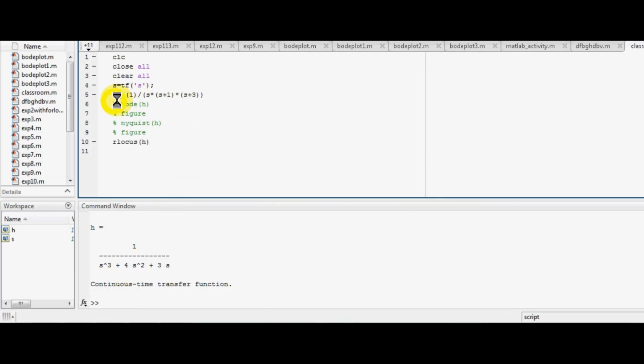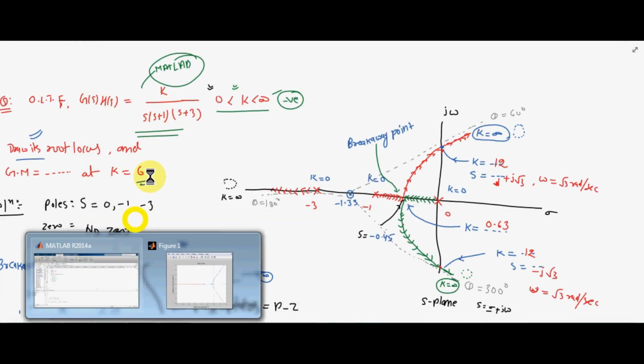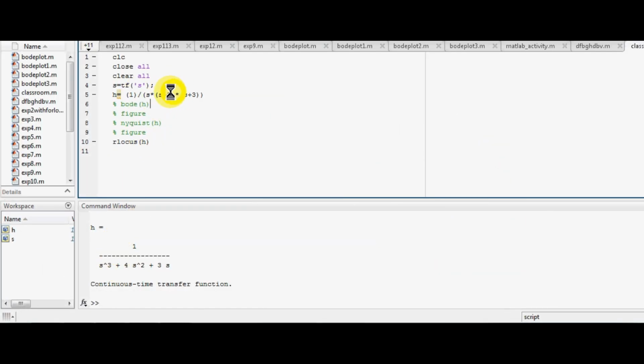See here, at this point I am writing our program. We put the value of k equal to 1 here. The reason is that in MATLAB we have to define each and every variable, so I just put the value of k as 1 by default. And this is written as s into (s plus 1) into (s plus 3), and that is written in our MATLAB.